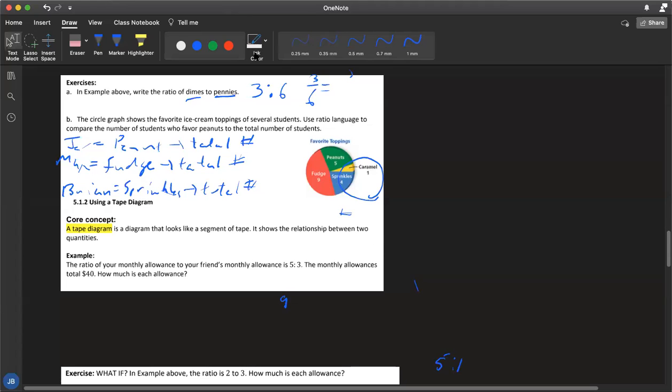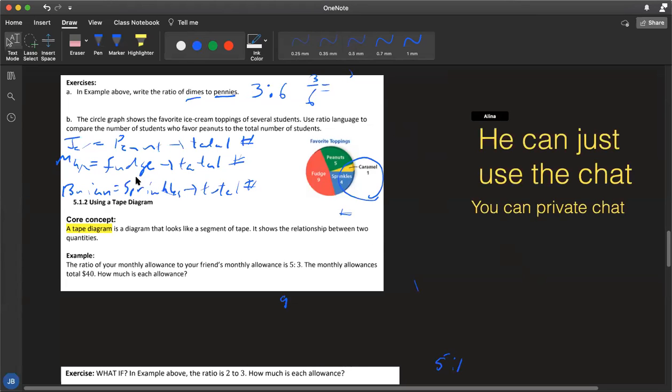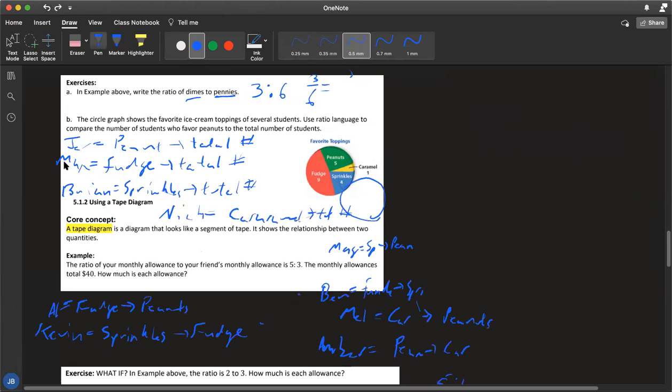Okay, perfect. All right, so Jerry's going to try to do that again. Make sure I get this thing down here and ready for him. Okay, so a tape diagram looks like a segment of tape, right? So we've seen tape. And so then it'll show, say we have a 3 to 16 ratio. It's a segment of tape that shows 3 to 16 or any other numbers.